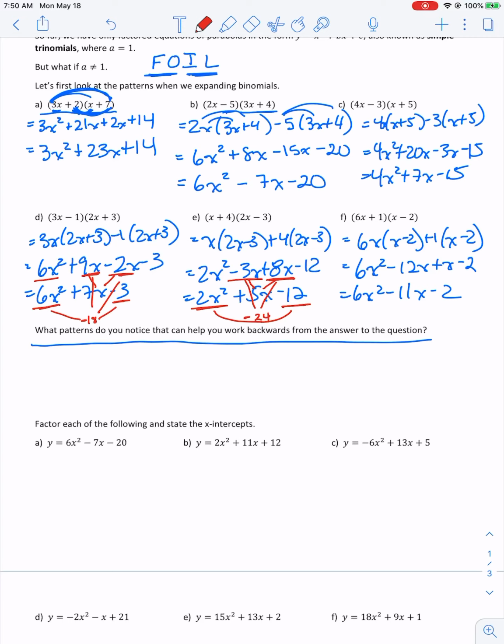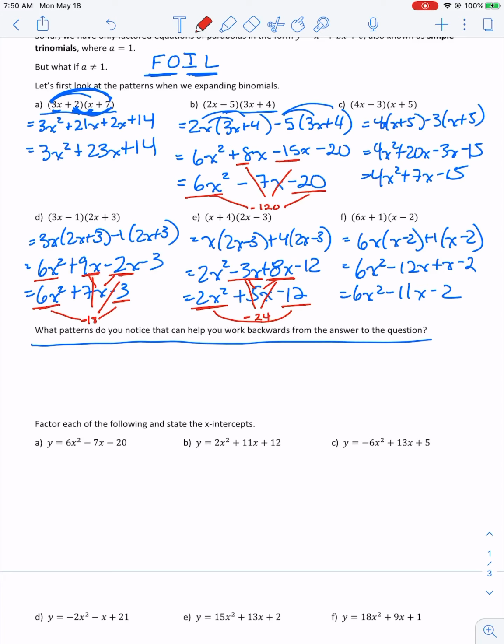Even if I jump back to, say, part B, 6x squared and minus 20, I'm not too worried about the x squared part, but the 6 and the minus 20, they multiply to give you minus 120. And then positive 8 and negative 15 also multiply to give you negative 120.